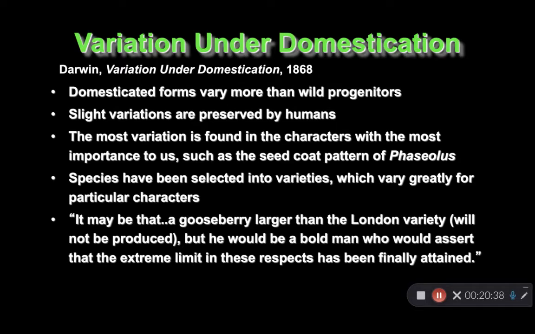Darwin said in one of his writings in the book, it may be that a gooseberry larger than the London variety will not be produced, but he would be a bold man who would assert that the extreme limit in these respects has been finally attained. What he was talking about here is, you see this berry and you think, my goodness, it's so large, it's just crazy. How could it ever get larger? But in fact, humans continue to push the envelope. They continue to select new types, and ultimately we continue to create larger and more interesting variations that we preserve.